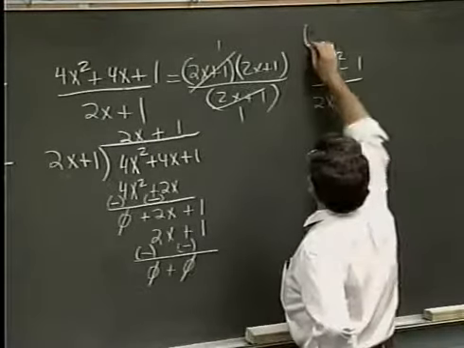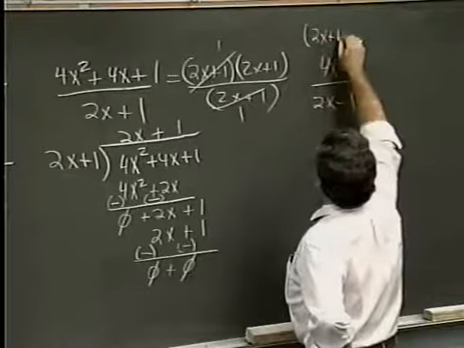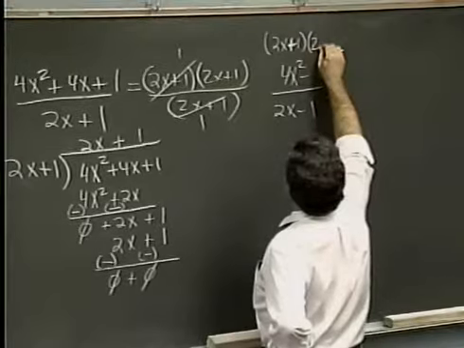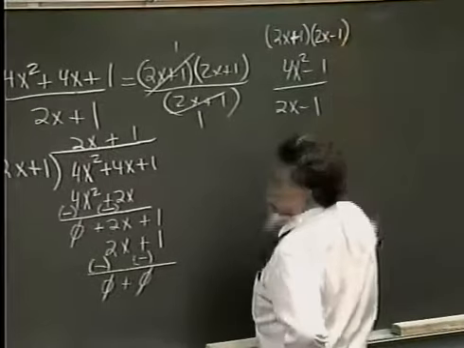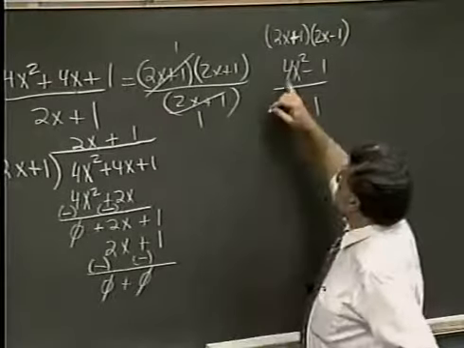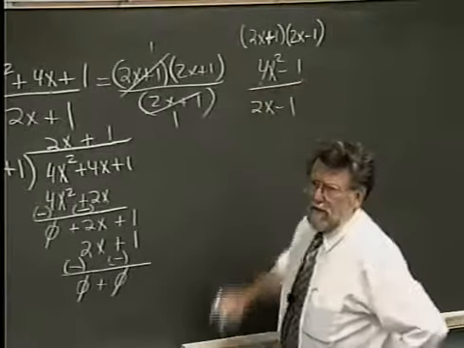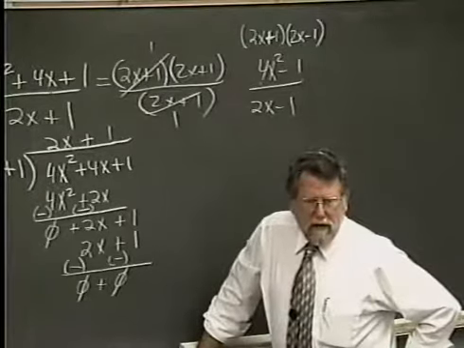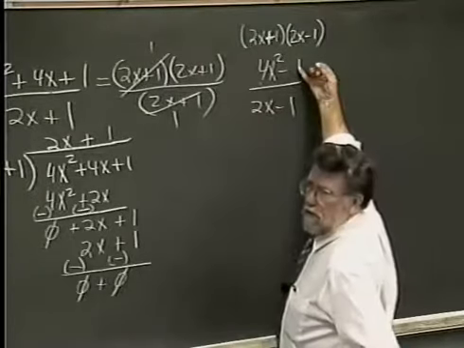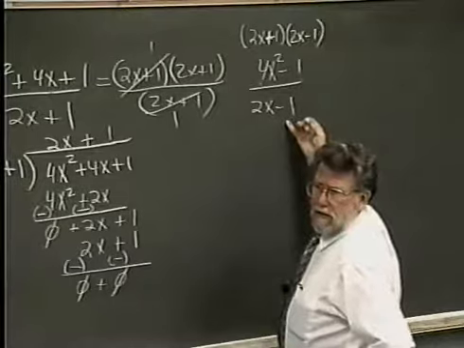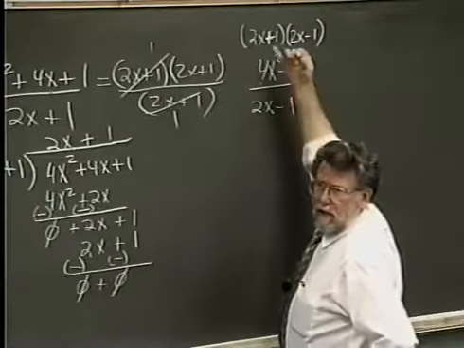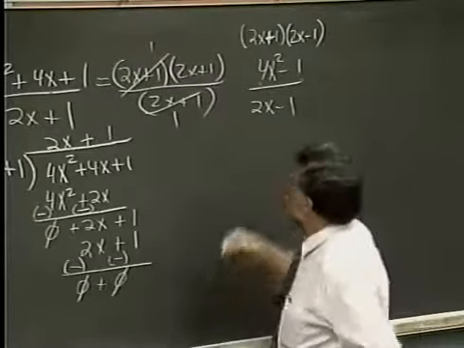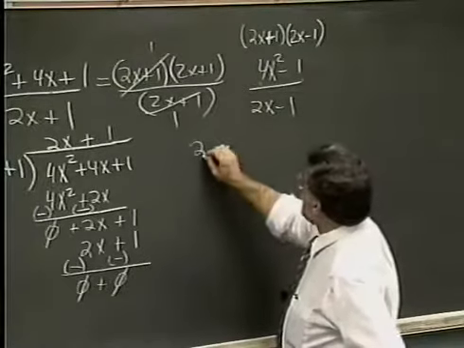Okay, again. The argument is that this numerator is simply 2x plus 1 times 2x minus 1. How do I know that? Because this is the difference of 2 squares. I have 2x quantity squared. I have 1 squared. So if this is the case, what could I then do? Cancel and be left with 2x plus 1. So I know what the answer is going to be. But let's do it now with the long division.